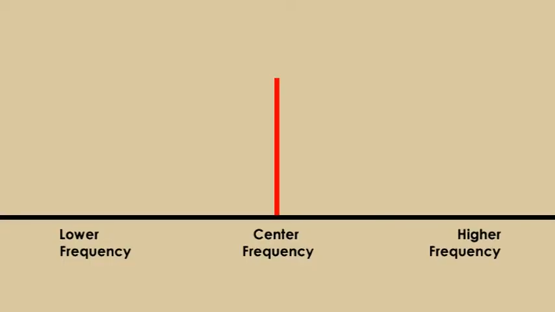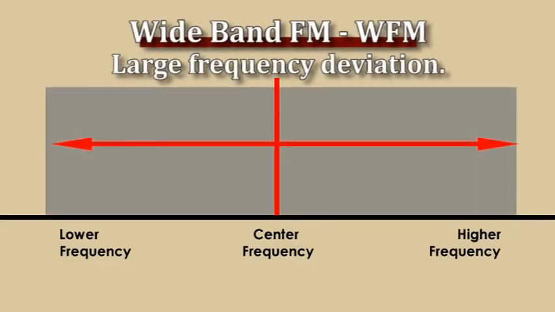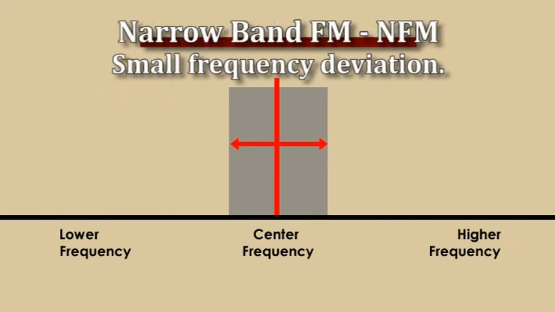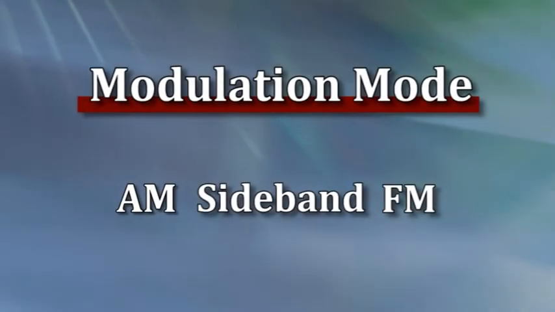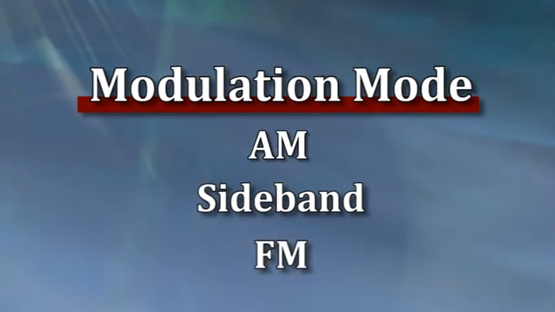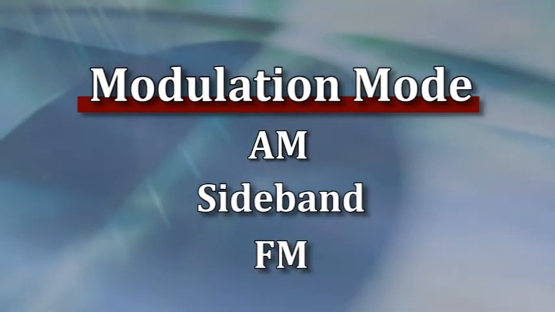FM mostly comes in 2 flavors, wideband FM or WFM, and narrowband FM, or NFM. They are exactly the same. The only difference is the deviation in frequency of the carrier. Now you understand what we mean by modulating mode. Now look to the internet to see if you can find out why we would use one of these modes over the other.